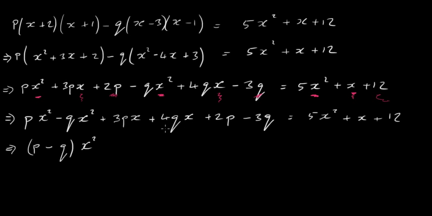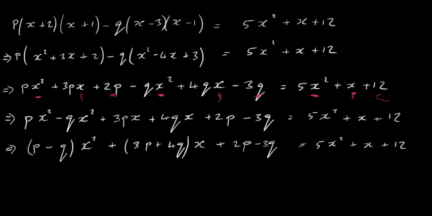I can do the same here with these two x's. I can just take the x outside the bracket. So I'm left with 3p plus 4q, and then I'm left with x here. And over here I'm left with plus 2p minus 3q. And on the right hand side then I've got my 5x squared plus the x plus the 12 as well.